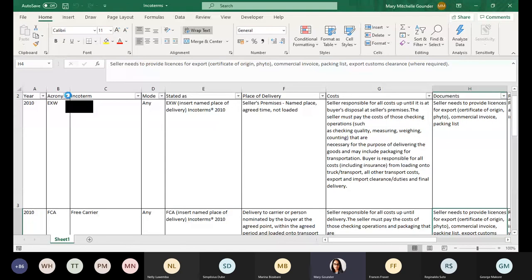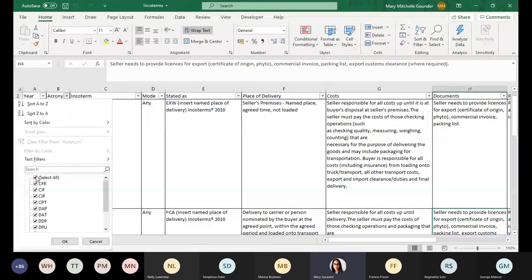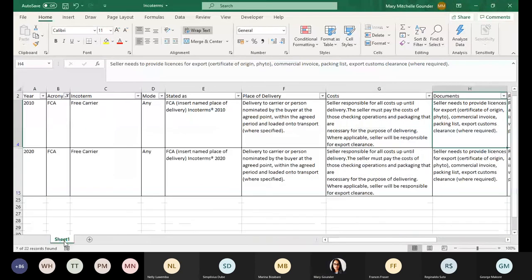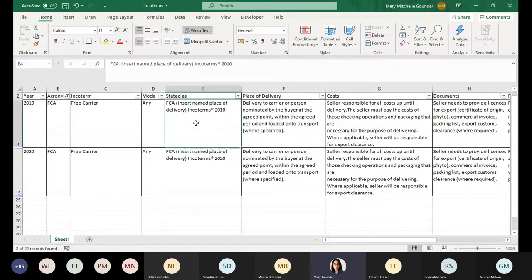So if you want to use a specific Incoterm, you just go into the Excel sheet and you decide what you want to use. Okay, so let's just say you want to use free carrier. So you've got free carrier 2010 or 2020. So you can use either one. The rules haven't changed. When you are stating it, you say you're stating the FCA and your place of delivery. So if the place of delivery is a warehouse in Zambia, that is what you need to do. You need to be as specific as possible. Okay. So you'll say FCA, a specific warehouse, the address, and Incoterms 2010.